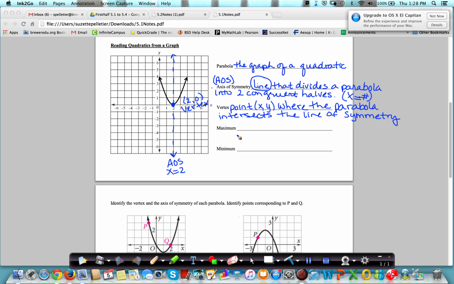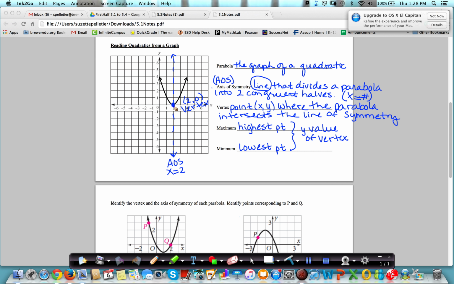The last thing we're going to talk about on the graphs are the maximum and minimum, maximum being the highest point, and the minimum being the lowest point. And so these points are found and equal to the y value of the vertex. We'll talk about why it's the y value of the vertex as we start graphing in the next section. But basically, here's your vertex, and that is the lowest point on the graph.